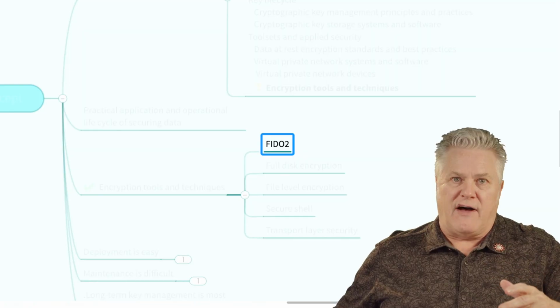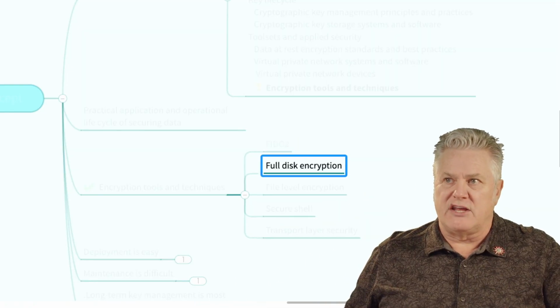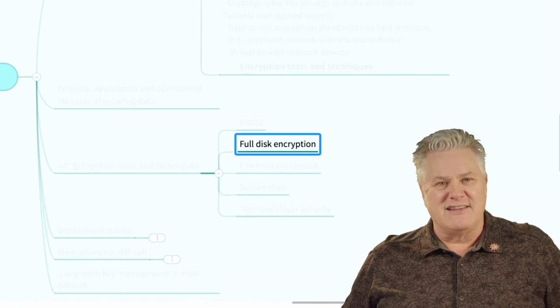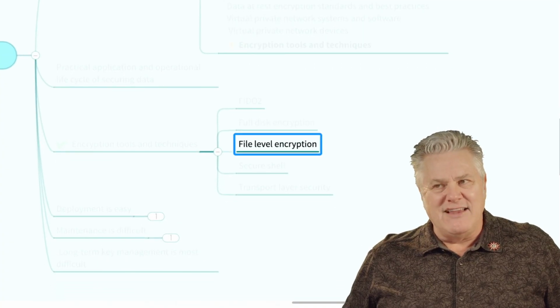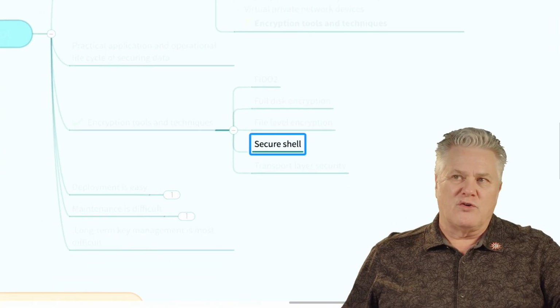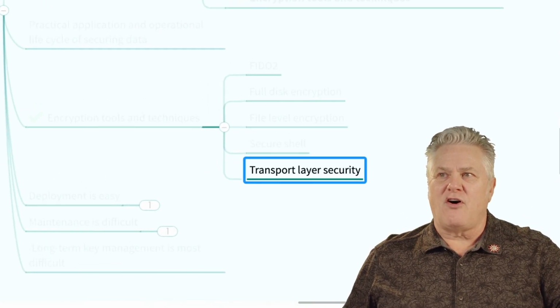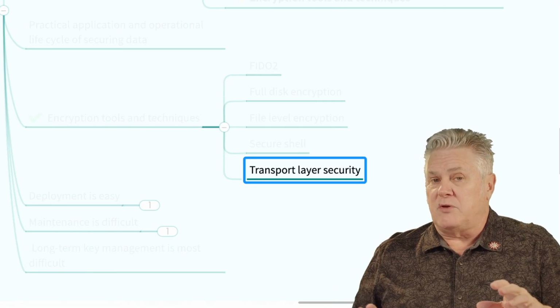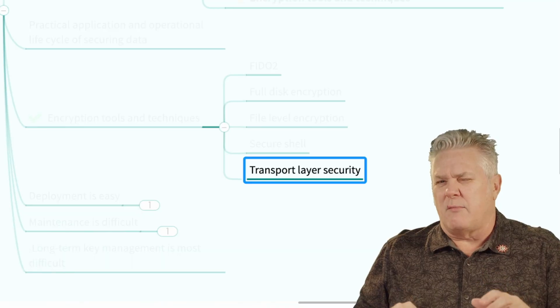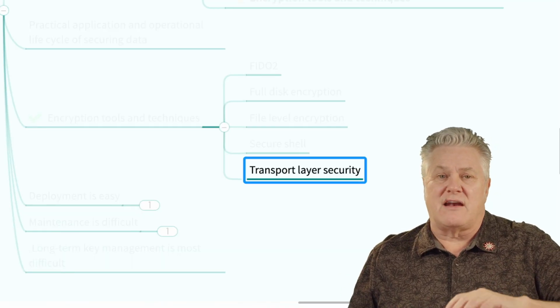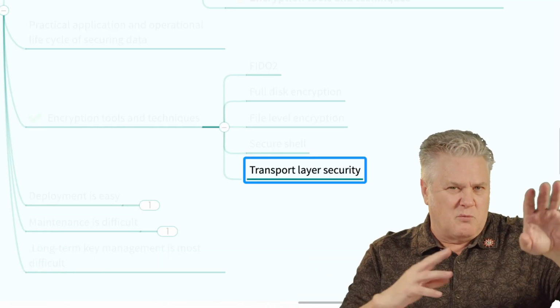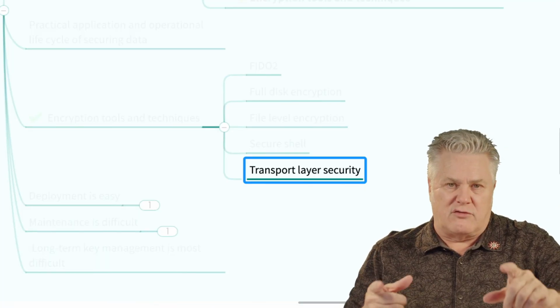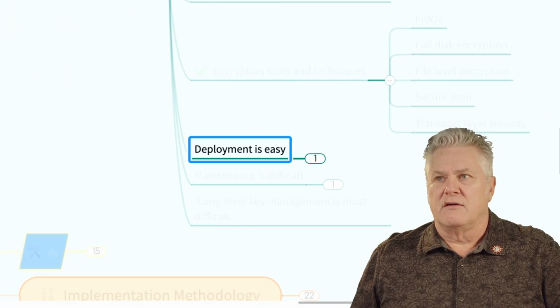And the first one is FIDO, which is the thing that I just showed you right here. We're also going to talk about full disk encryption, file level encryption, secure shell, and we're going to talk a little bit about transport layer security. There's a whole section on VPNs, but in this section I'm going to talk about TLS VPNs rather than IPsec VPNs, and we'll leave that for the VPN section. You should check out that video there.